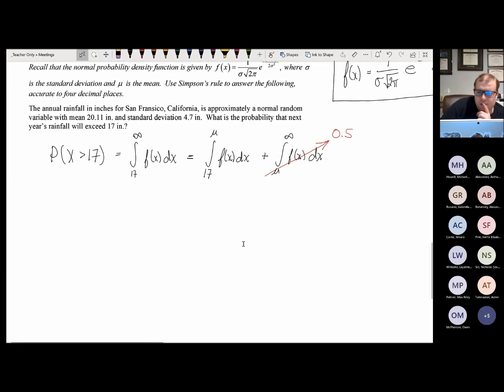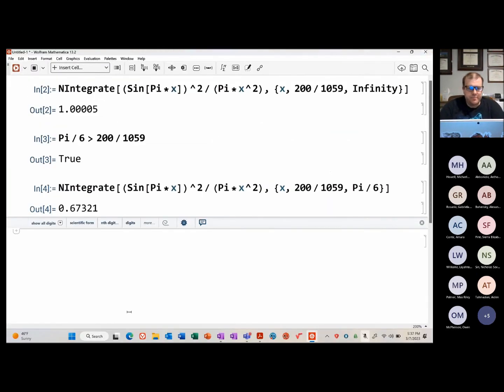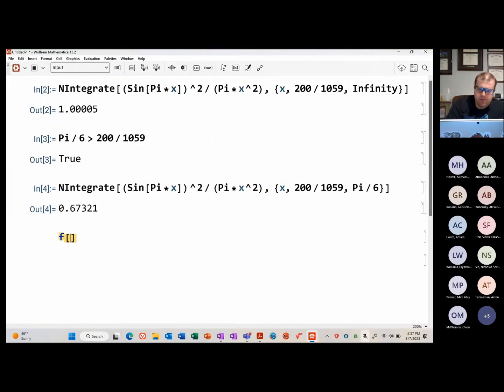How do I want to do this? Define f of x as 1 over the standard deviation times the square root of 2 pi, times e to the negative x minus mean squared. I'm sorry, x minus mean all squared, then divided by 2 times the standard deviation squared.